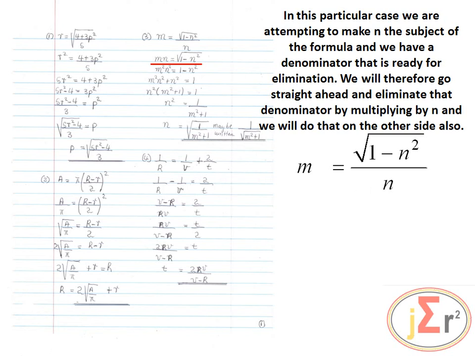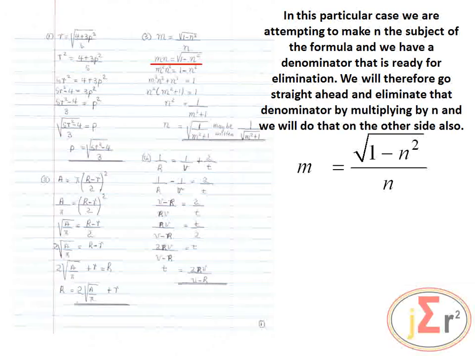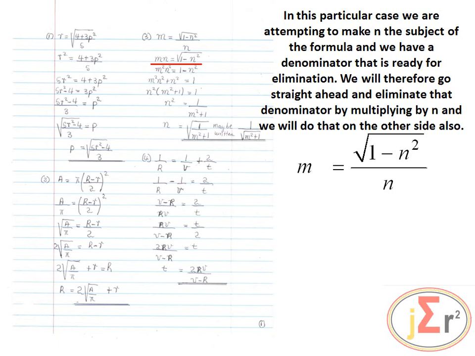How do we eliminate denominators? We eliminate denominators by multiplying. A denominator is something that we divide by. Therefore, in order to eliminate that, we will multiply. So there we are, multiplying by n on both sides. Here, the n's will eliminate each other, and we have m n on the left hand side.